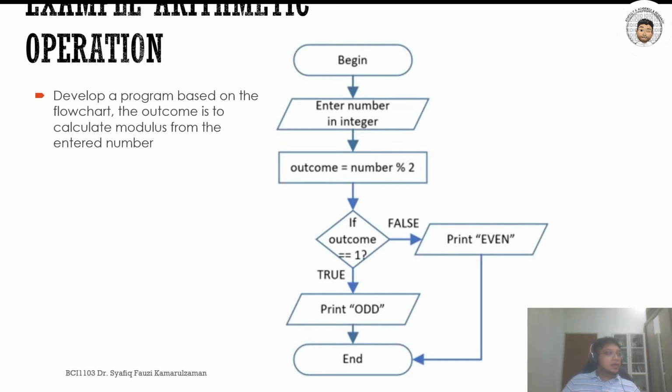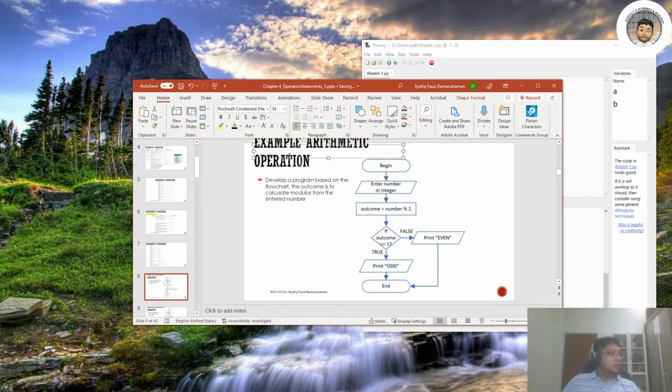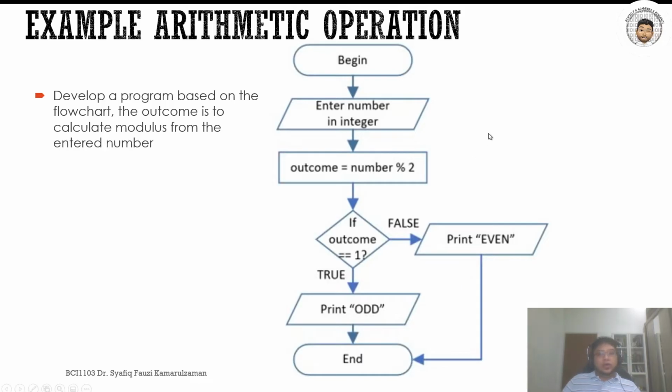So this is one example of arithmetic operation. Here you have: develop a program based on the flowchart. The outcome is to calculate modulus from the entered number. So here you have an algorithm provided for you.